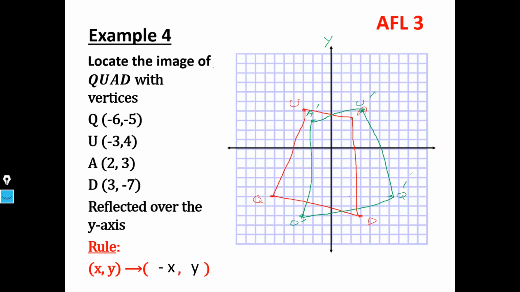And we found that one, if we count that, even then we get the same one. Q dash will be 6 and negative 5, because we are not changing any of the coordinates of y-axis. We are changing the coordinate of x. So here it will be U dash equals 3 and 4. And here A dash is negative 2 and 3. And D dash is -3 and -7. If you check along with all these coordinates, it will be the same representation.